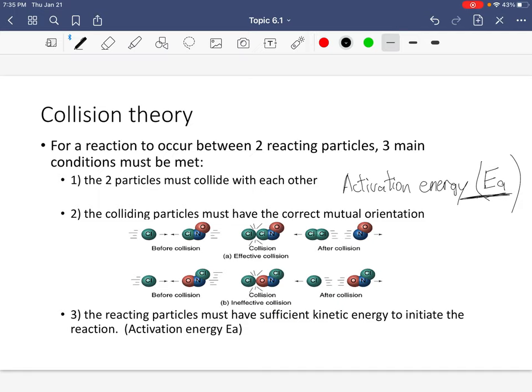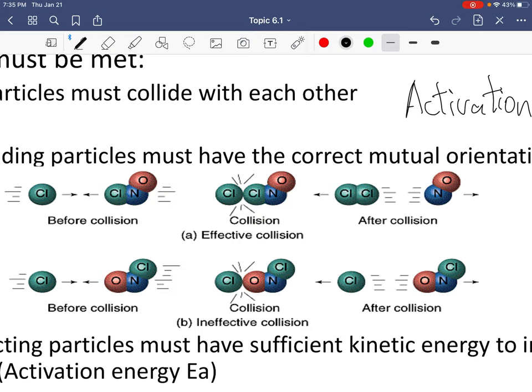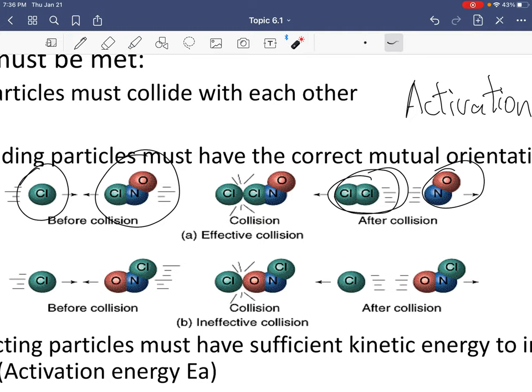Now, what do I mean by that? Let's take a look at this little diagram, this little cartoon right here. You have chlorine reacting with, I guess, ClNO, whatever this is. Basically, the two chlorines have to get together to form chlorine gas and nitrous oxide. However, in order for this to happen, the colliding molecules must be right, meaning that the orientation has to be correct. It also means that the chlorine here has to hit the chlorine here for the reaction to occur.